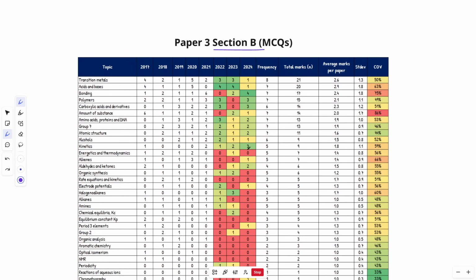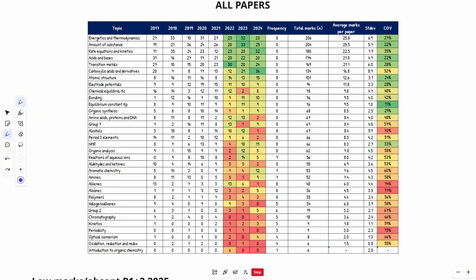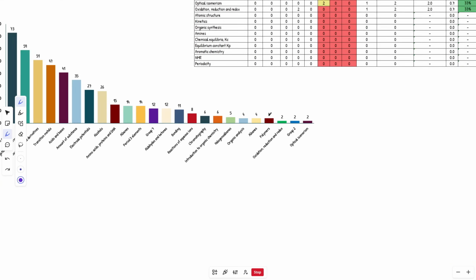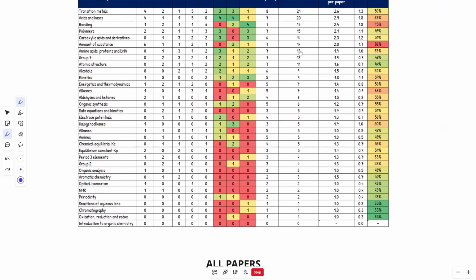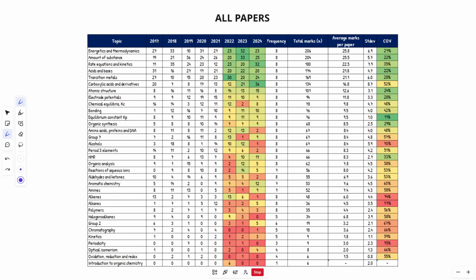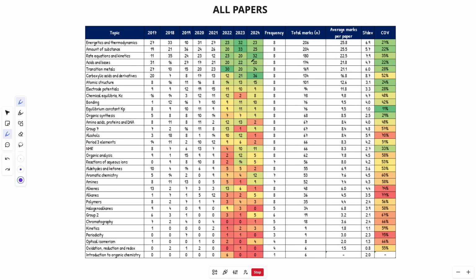Okay, now we've done section B. Let's look at all the papers. So every paper 1, 2, and 3 across the years to see what is normally present as a high yield topic, but was pretty low last year, or pretty high. So the inverse as well, just to see maybe what is coming up this year that was absent last year or really high last year. Okay, so let's check out what's going on.